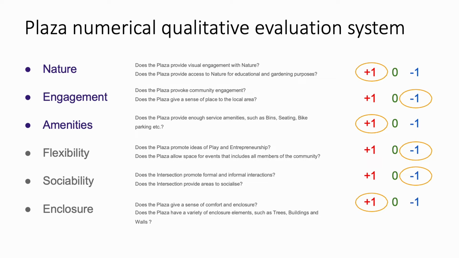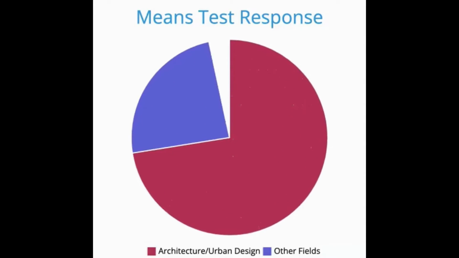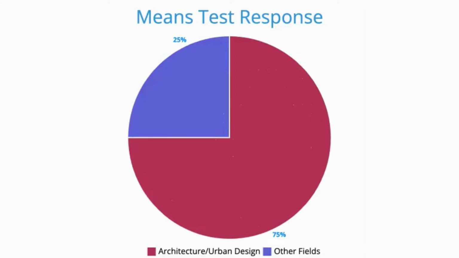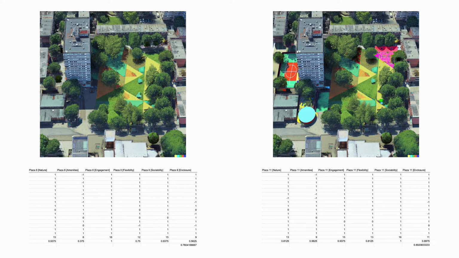The means test exercise used in the study was completed by 16 individuals, 3/4 of whom worked or studied in the field of architecture or urban design. They were presented with the previously shown population of images. As a control, 3 images were inserted that had been positively altered with the addition of street art, public amenities, and nature.